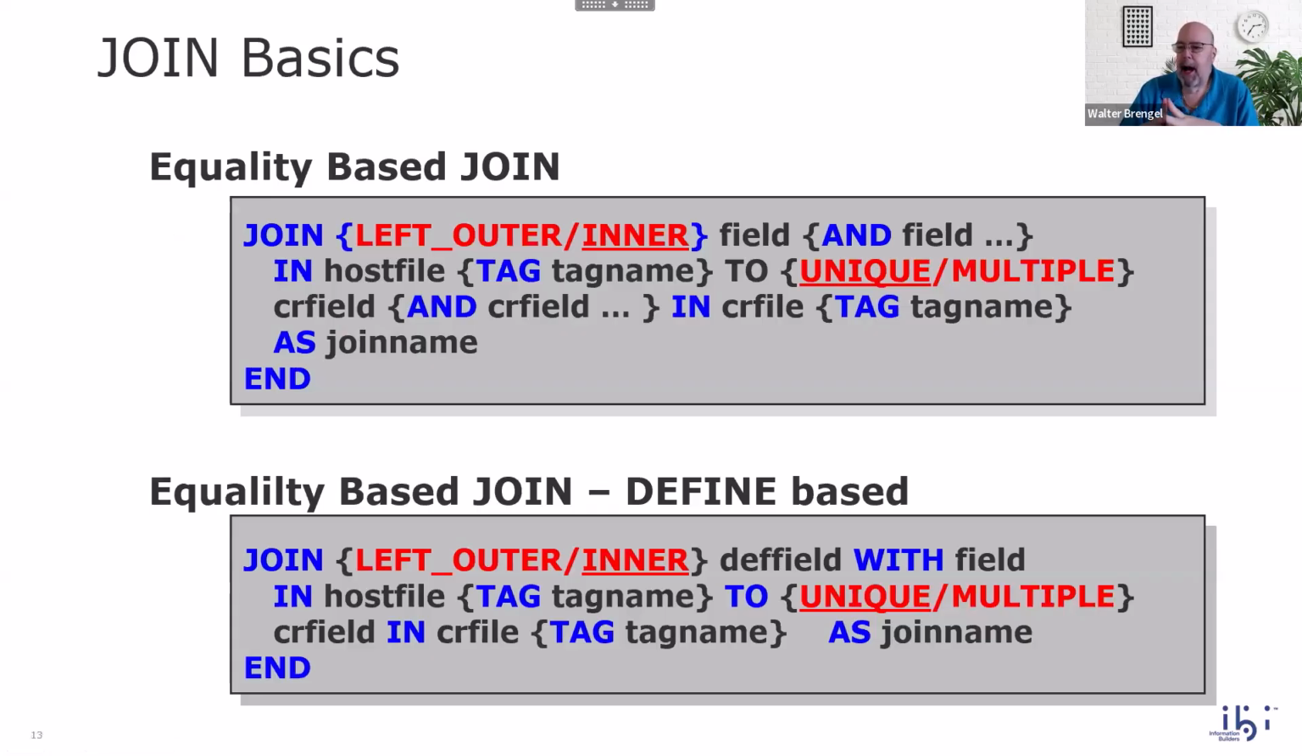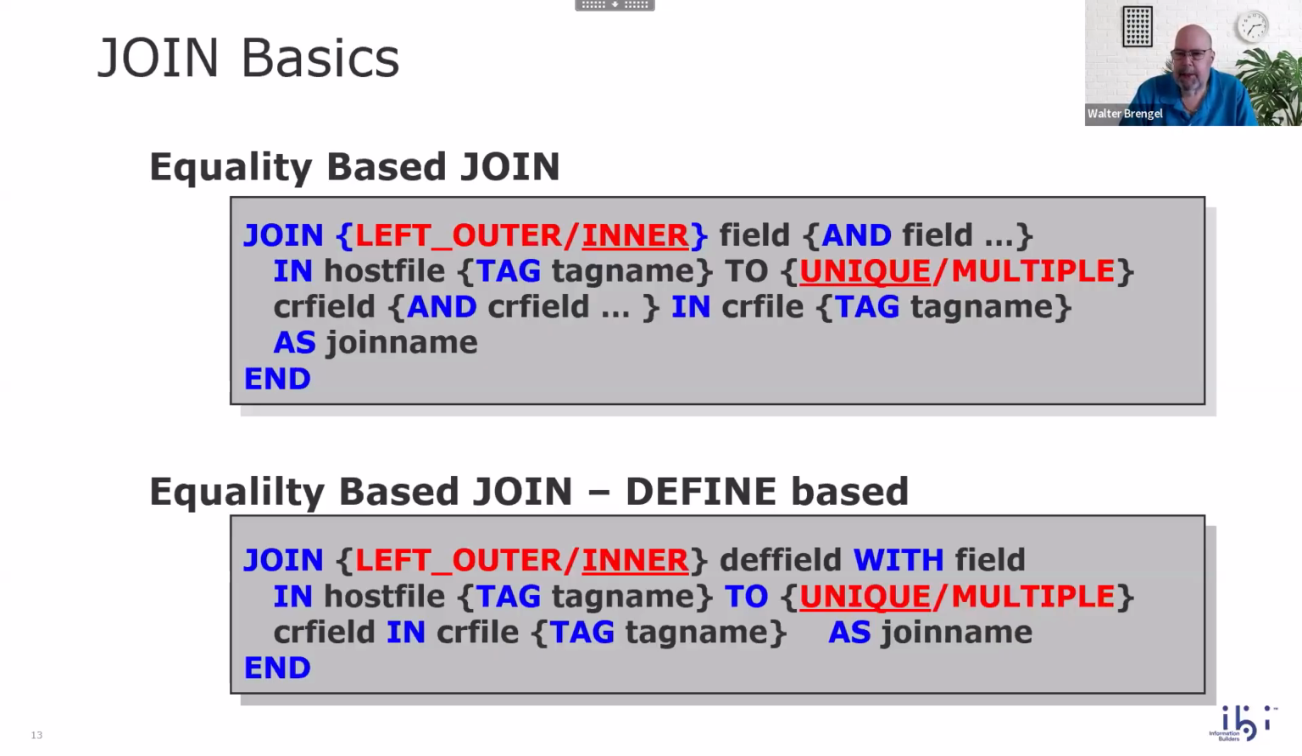No problem. So if you're doing an equality-based join, you're just going to say join left outer or inner, and then your list of fields that you're joining on in your host. Again, you can put a tag, and then to unique or multiple, and then your fields that you're joining to in the cross-reference file. Again, tags and your as name. There's no where condition here. It is implied that you're doing an equality test on your fields that you reference in the host field list and the fields you're listing in the cross-reference field list.